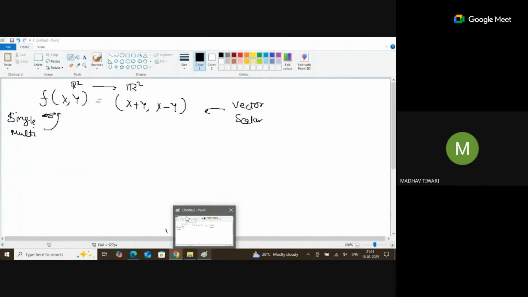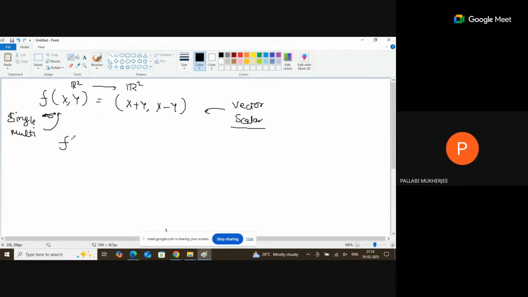Given an example for a scalar value: f(x, y) equals x plus 2y, suppose. This is a scalar value.